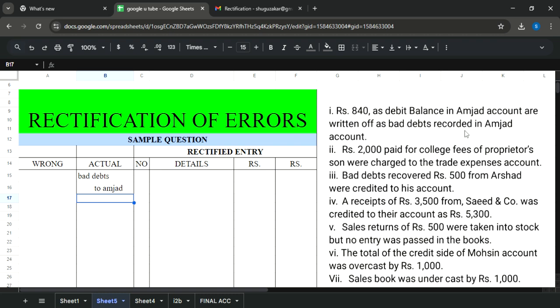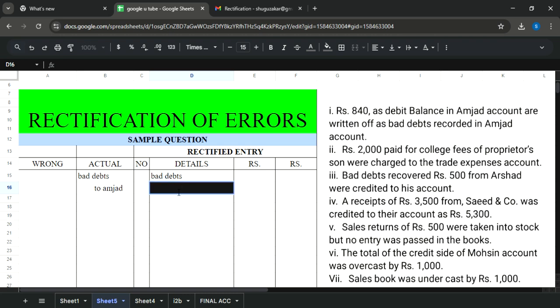What happened? Bad debts written off as bad debts, but recorded in Amjad account only. This was the entry which was required, but only Amjad account was written. It means bad debts were not entered. So now what will you do? You will enter bad debts. Please understand, look here. Recorded in Amjad account means Amjad account is correct. It has been entered, but bad debts were not entered. Now we have entered it.